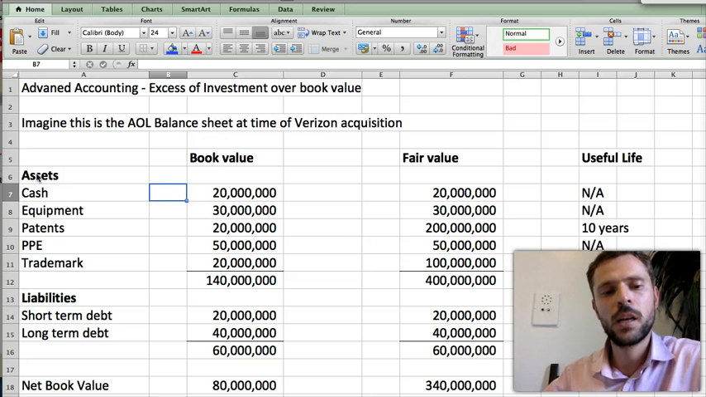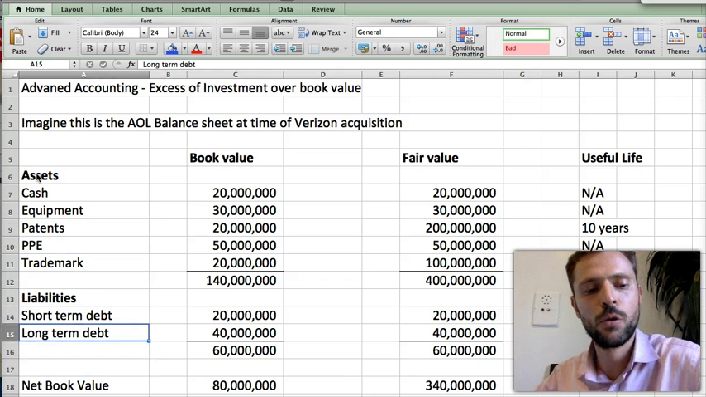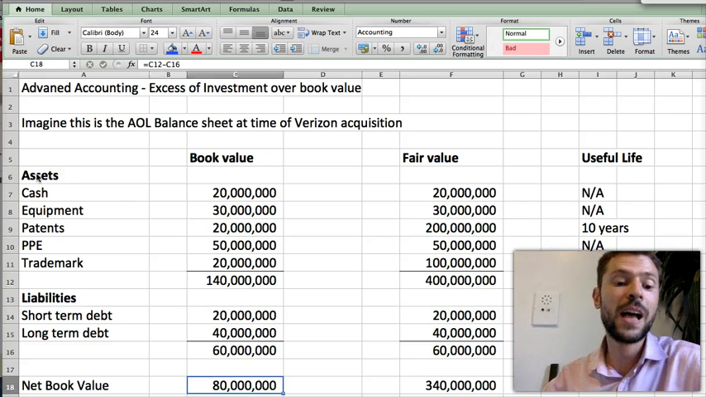Kind of looking into it, first we look at the AOL balance sheet and we say, hey, this is the balance sheet. We've got cash, equipment, patents, PP&E, trademark here, liabilities, short-term debt, long-term debt. I have a book value of 80 million, which is my assets less liabilities, right?